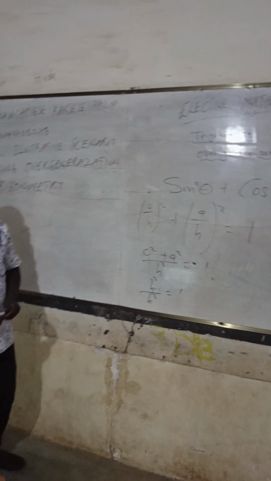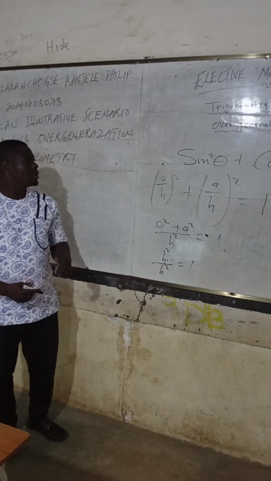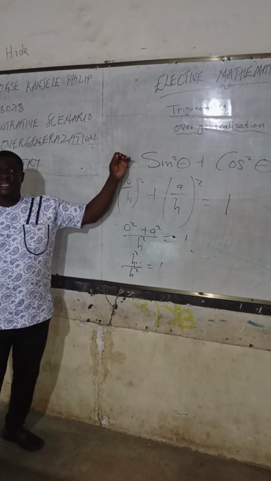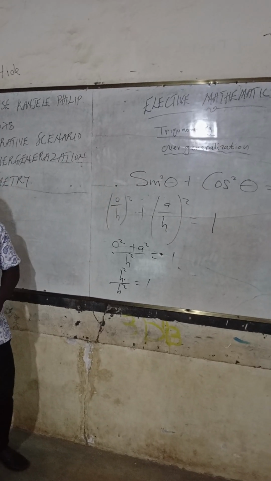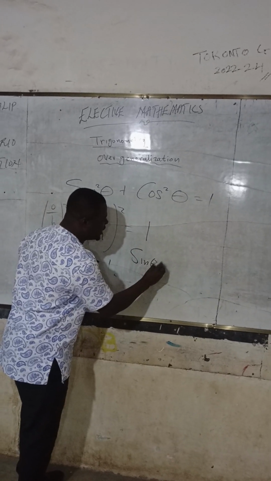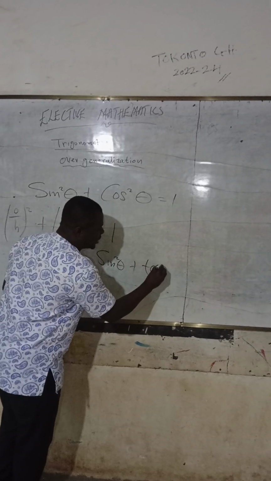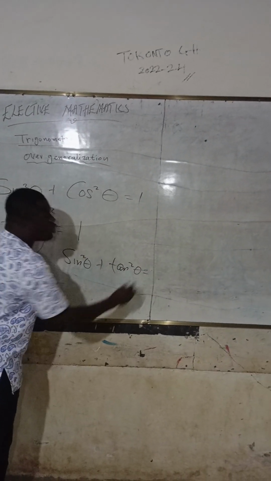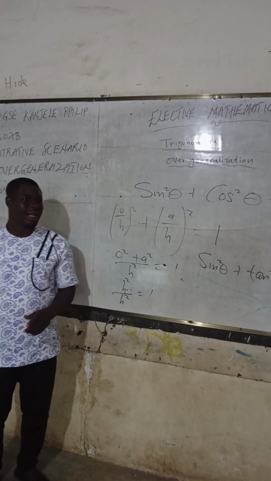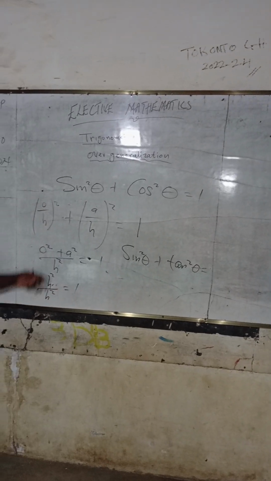Because of this particular identity, students do overgeneralize on the identities. So whenever they see something like sine square theta plus tan square theta, they conclude that it's always equal to 1. Meanwhile, it is not always 1. It is not true.